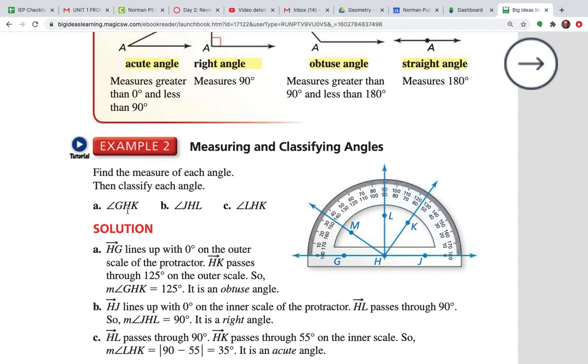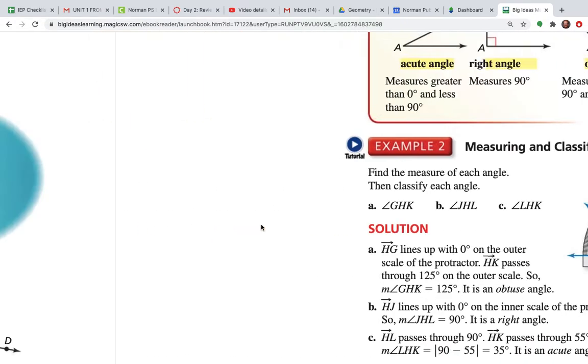So it wants GHK first. So let's go G to H to K. Well, is GHK bigger or less than 90? Is it acute or is it obtuse? So we know that it's obtuse because here's my 90 degrees and it keeps going past that 90 degrees. So which number are we going to use? Well, we're going to use the number that's bigger than 90 because the angle is bigger than 90, right? Now it's right there in between the 120 and the 130, so this is going to be 125 degrees. So that's kind of how you do these.